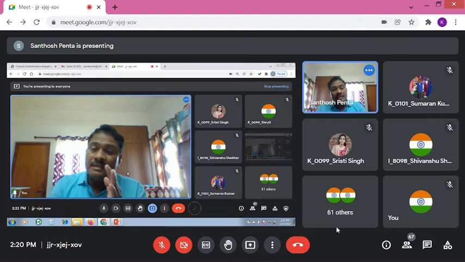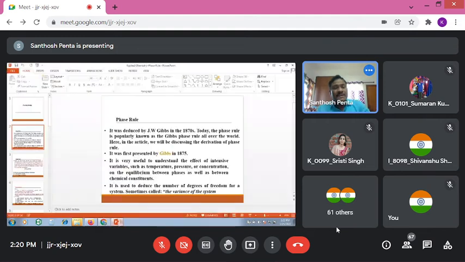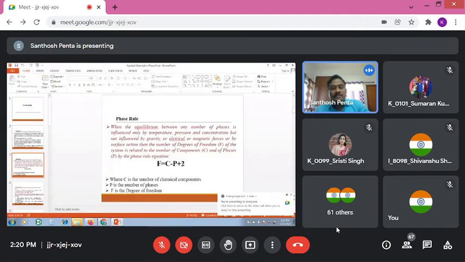What is that mathematical formula? F is equal to C minus P plus 2. Once again, I am saying F is equal to C minus P plus 2, or otherwise F plus P is equal to C plus 2. Here minus P is there; if it is moved to the left side, then that is F plus P is equal to C plus 2. The both equations are same, but you remember only one.